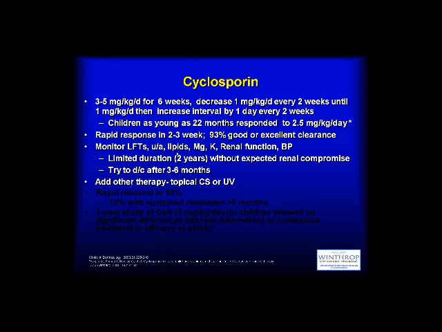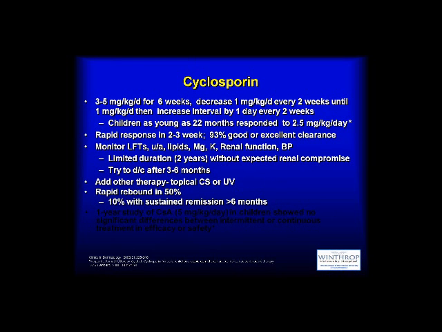We monitor liver function tests, lipids, magnesium, potassium, and renal function. It is a limited duration of treatment. You really can't expect to put people on it for 2 years without expecting renal compromise. So we still try to get them off it in about 6 to 8 months. Other therapy, such as topical corticosteroids or UV therapy, has to be added to enable you to decrease your cyclosporin.